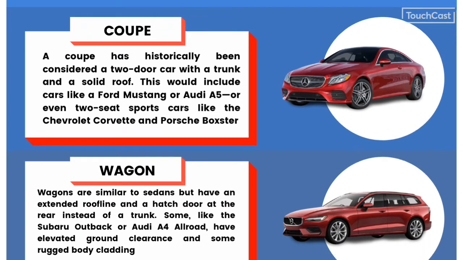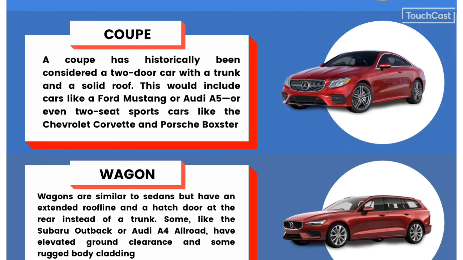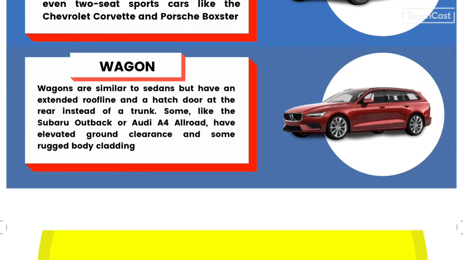Number 7, coupe. A coupe has historically been considered a two-door car with a trunk and a solid roof. This would include cars like a Ford Mustang or Audi A5, or even two-seat sports cars like the Chevrolet Corvette and Porsche Boxster.